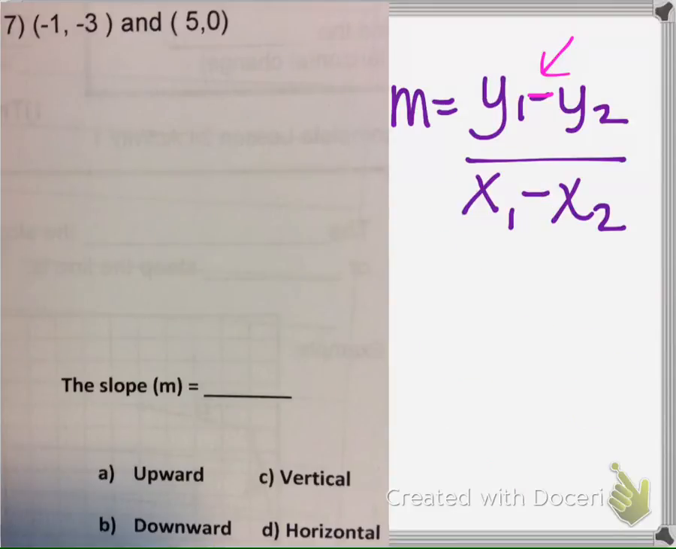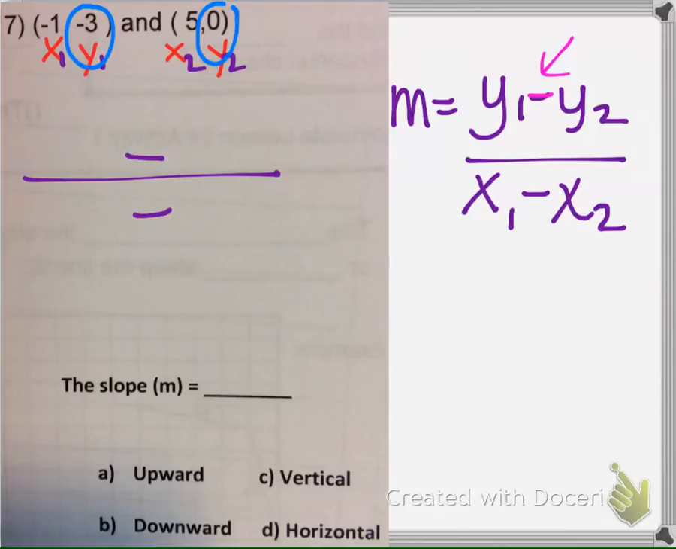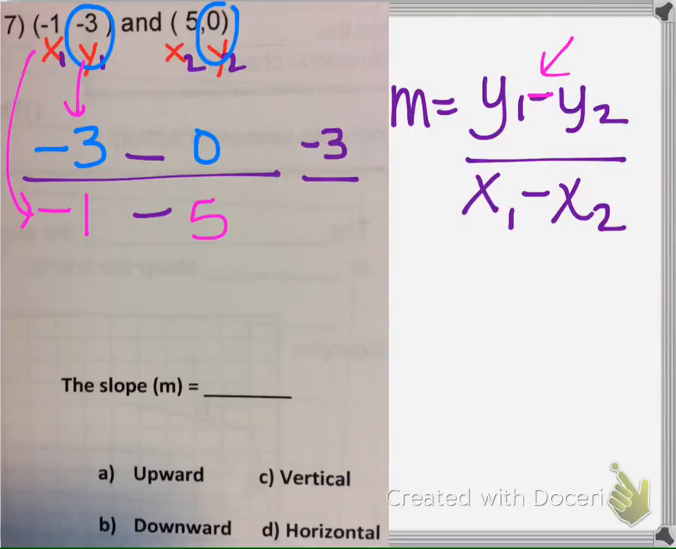Okay, let's try one last one here. This is x, this is y. This is going to be my first ordered pair. This is going to be my second ordered pair. And then we're going to subtract the y's. And then we're going to subtract the x's. So because this one went first, this one has to go first. So negative 3 minus 0, that's negative 3. And negative 1 minus 5, that's negative 6.